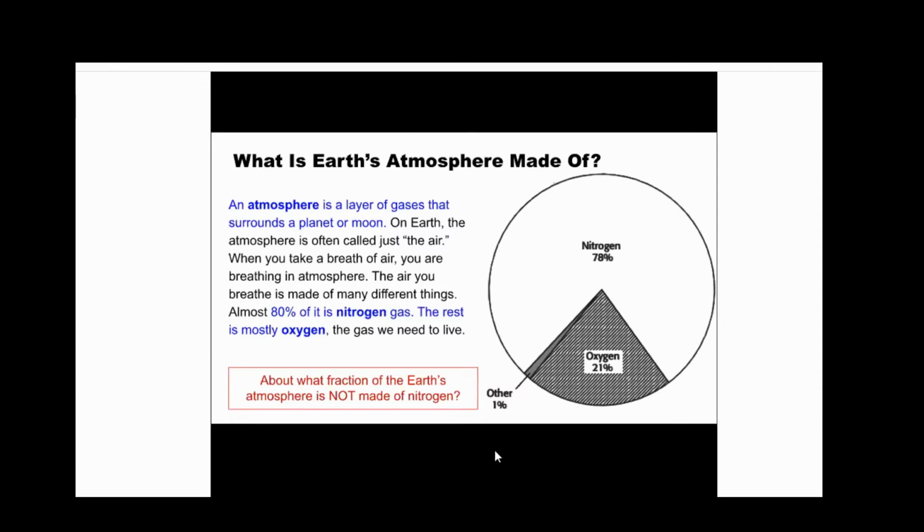So this one's kind of a trick question. What fraction of the Earth's atmosphere is not made of nitrogen? Well, you're 78% nitrogen here and 21% oxygen here. Don't fall into the trap of saying 21% because it's oxygen. It's actually 22% because you have to add in that other slice as well. So 22% is not nitrogen. Make sure that you're reading these questions very carefully when you come through these.